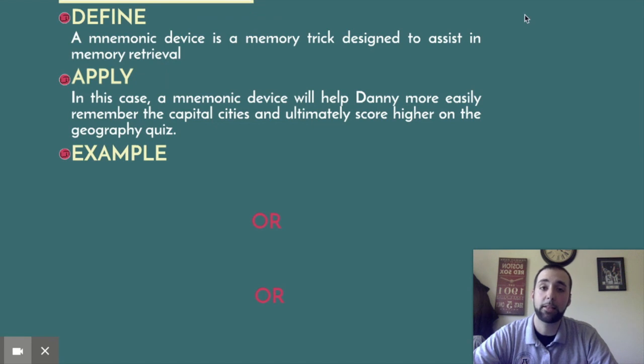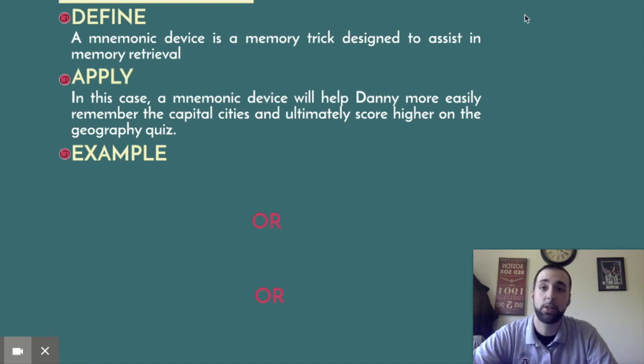Remember, the bullet asked how a mnemonic device is going to help Danny's success. I have clearly connected the definition, will help Danny more easily remember the capital cities, and specifically related it back to the scenario by identifying how he'll score a higher grade on the overall quiz.